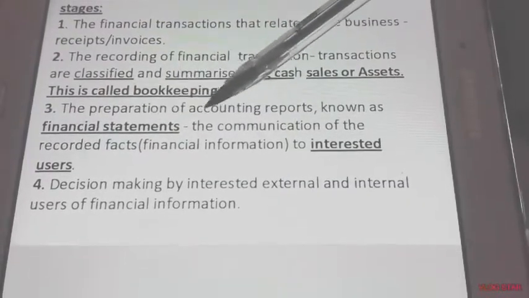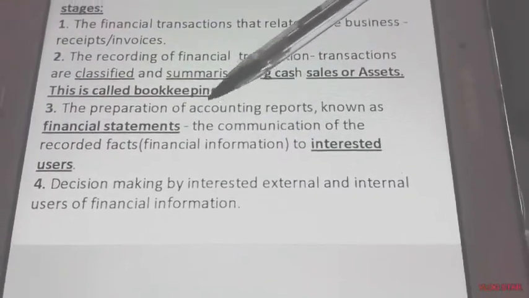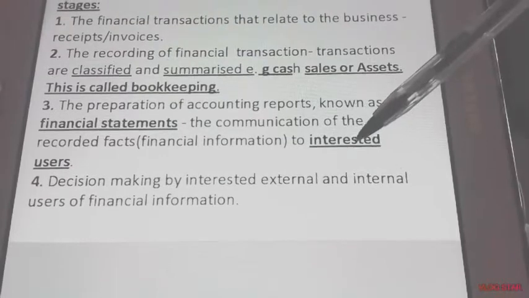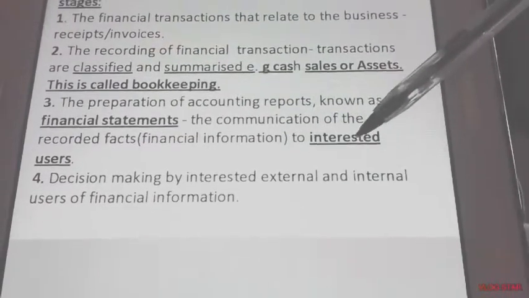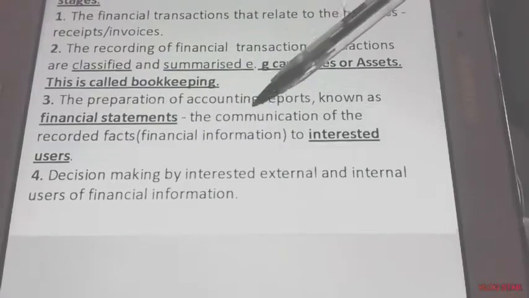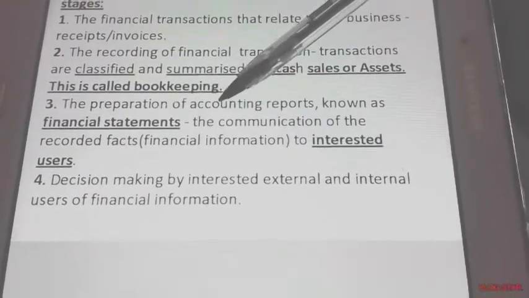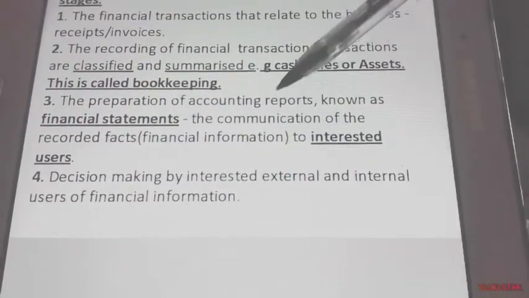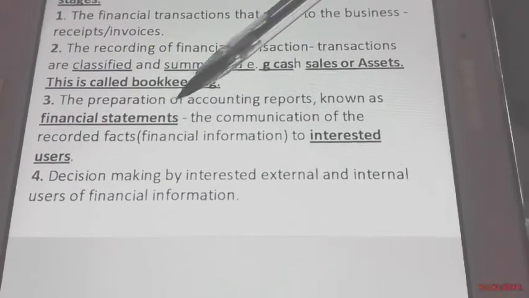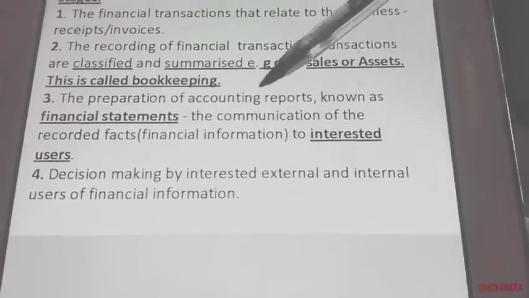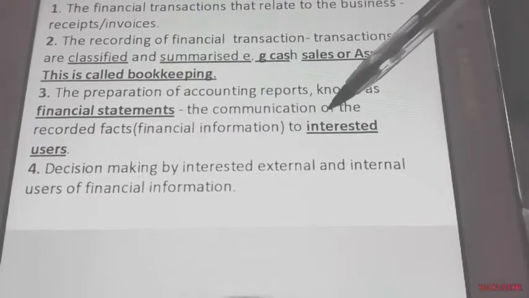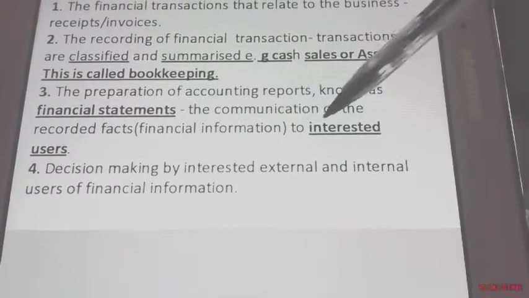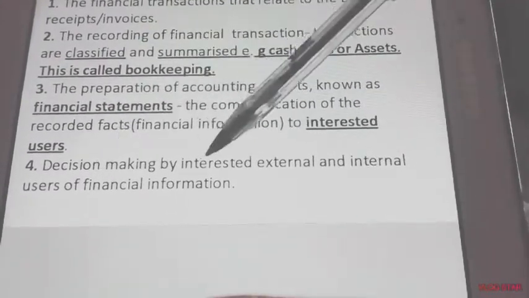After we prepare these financial statements, we communicate the recorded facts, the financial information, to interested users, and I will explain who these users are at a later stage. So stage 3 has to do with preparing the financial statements and communicating the information in them to interested users. In the fourth stage, the interested users use this financial information to make decisions. So the fourth stage has to do with decision making.